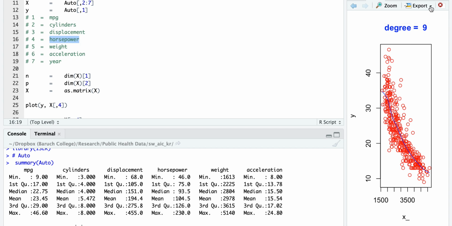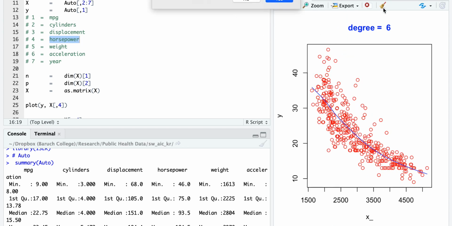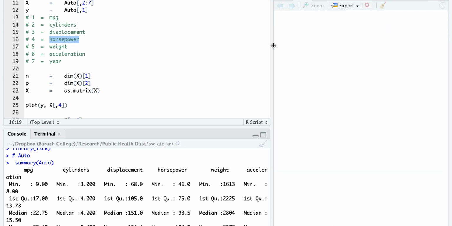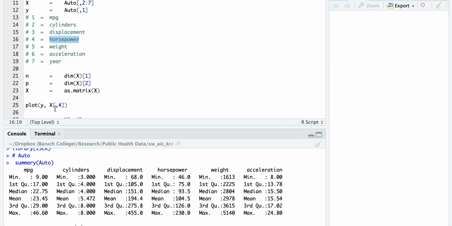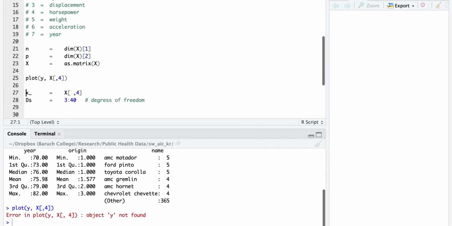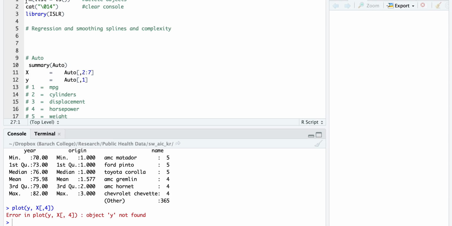And let me just clean this up. Yes, I want to remove this. I want to remove all of them. Okay. We haven't done. Okay.